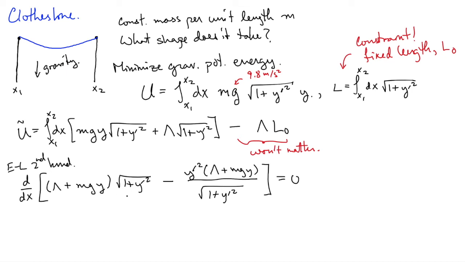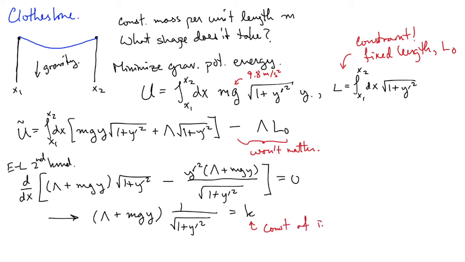that is to say, you can combine terms here and simplify it slightly and get lambda plus mgy times 1 over the square root of 1 plus y prime squared is equal to a constant. Okay, and again, this is our constant of integration. Okay. We can invert this to find what y prime is.